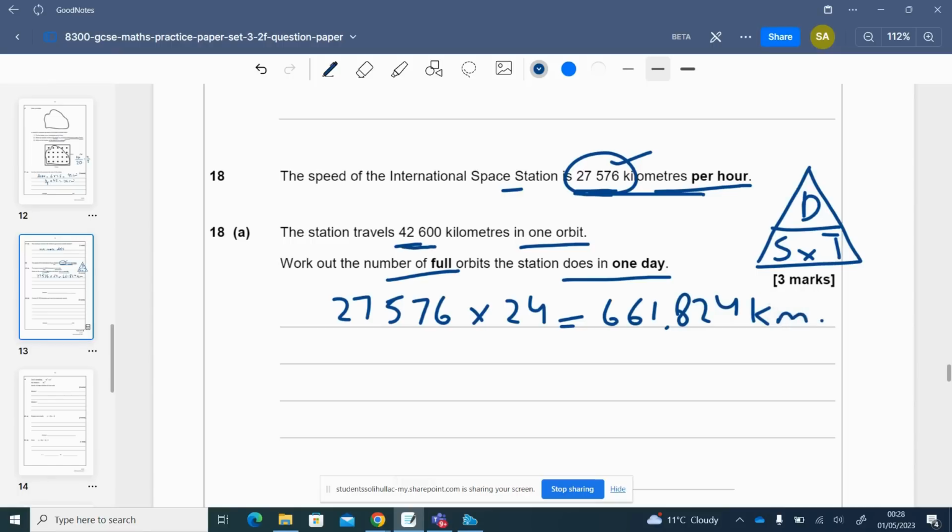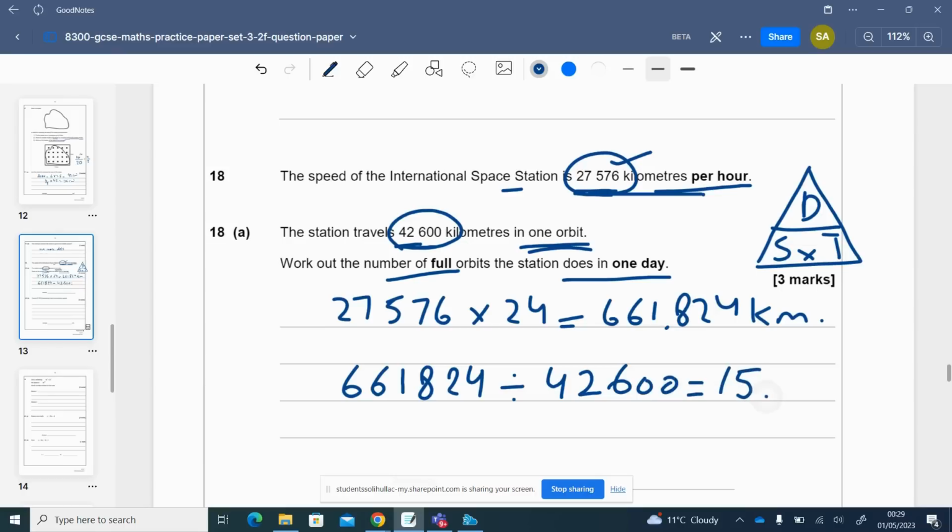Now the station travels 42,600 kilometers in one orbit. That means to calculate the number of orbits, we divide 661,824 by the distance the station travels, which is 42,600, and that gives you the number of orbits the station will travel, which equals 15.5 or 15 full orbits.